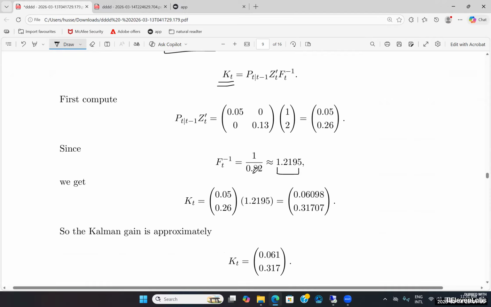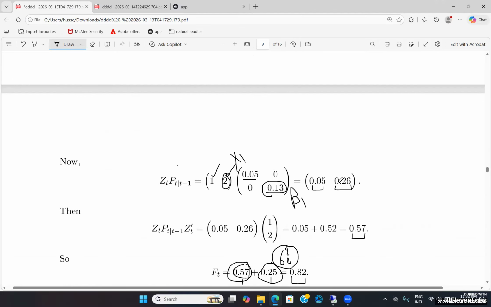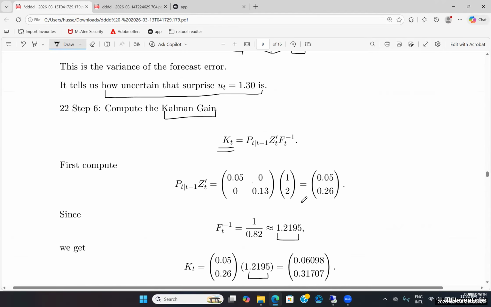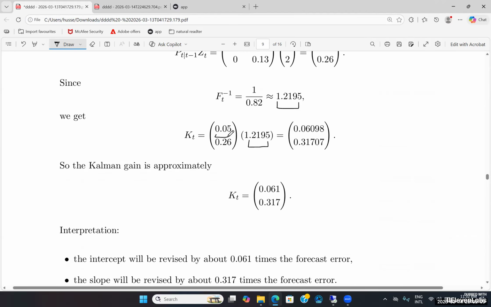If we take 1 and divide it by 0.82, the result of that calculation would be 1.219. After that, we would then multiply that figure by the total amount. We must account for the inherent uncertainty surrounding the estimated coefficients, including the intercept term and the specific value for beta 1. When you perform that operation, you determine the precise magnitude of adjustment needed for the coefficients, which is specifically called the Kalman gain.